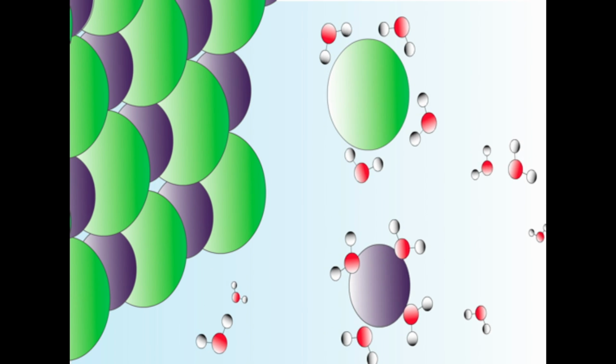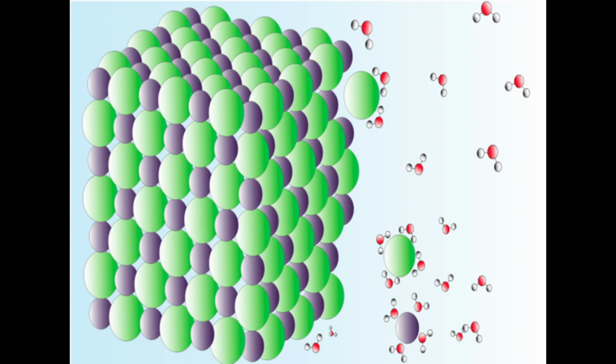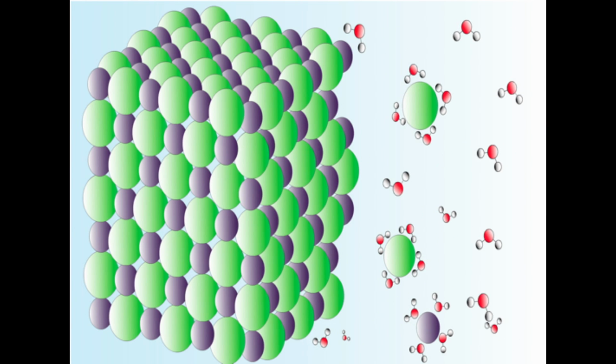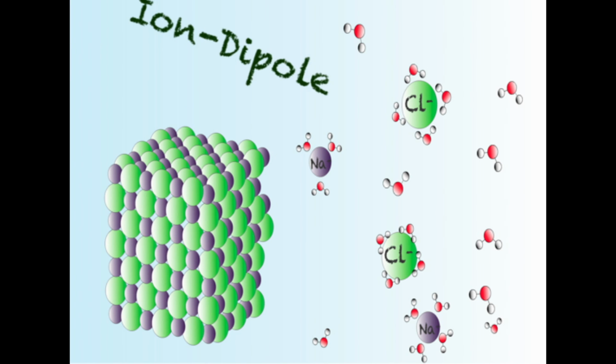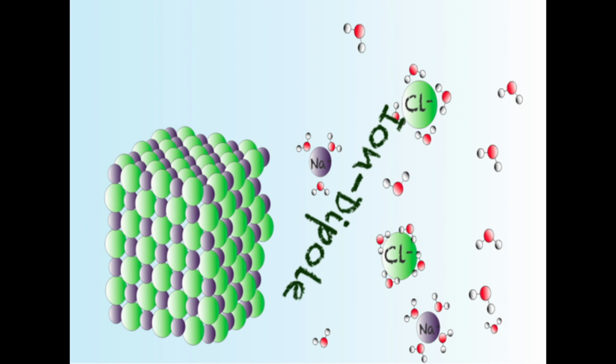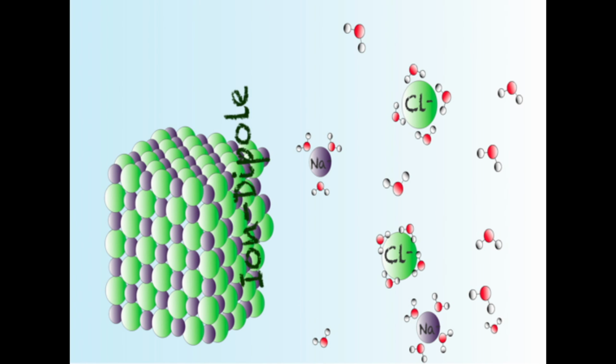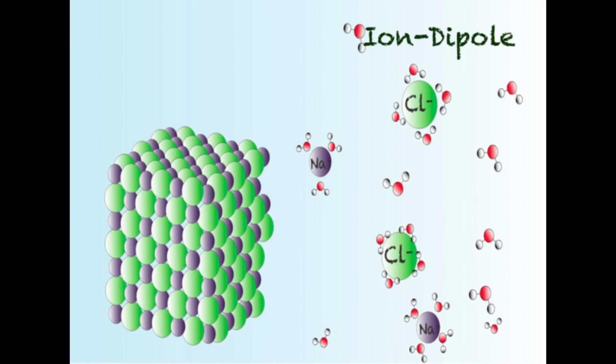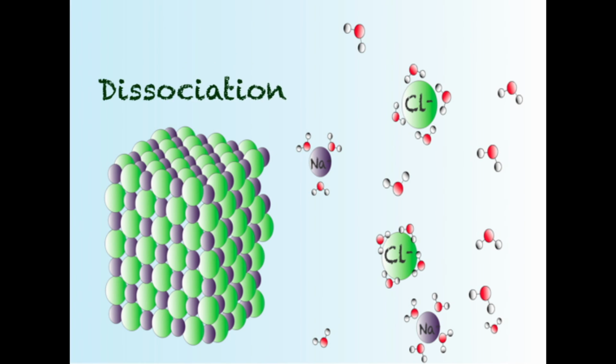Water surrounds the positive sodium ions from its negative end and negative chloride ions from its positive end. The new force formed between water molecules and each ion is called ion dipole. This process is called dissociation.